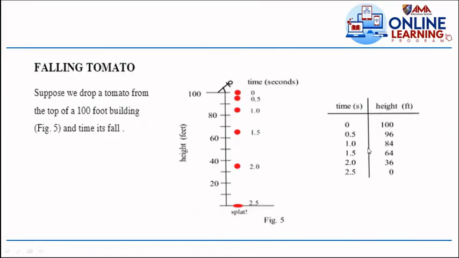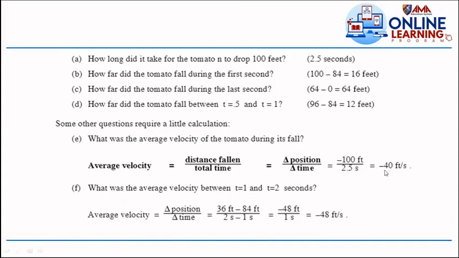Looking at this, it is slow here, but when it gets here, it is fast. But what they are looking for is how fast it is after 100 feet at 2.5. So we're looking for the average velocity. So your answer is negative 40 feet per second. The negative here only implies the direction is going down.